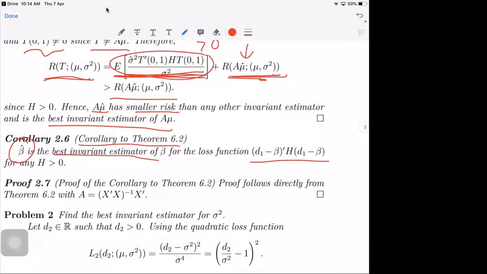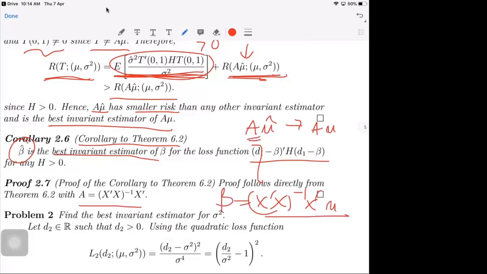And when A in our estimator, A mu hat for A mu, when A is exactly equal to (X prime X) inverse X prime mu, so that is how it is related to beta, no? That is why we always use A mu, not just mu.